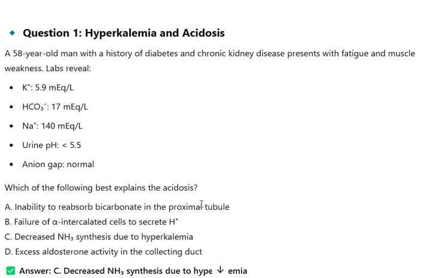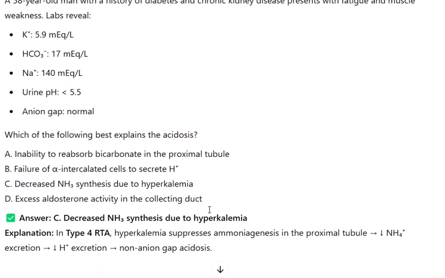A. Inability to reabsorb bicarbonate in the proximal tubule. B. Failure of α-intercalated cells to secrete HCO₃. C. Decreased NH3 synthesis due to hyperkalemia. D. Excess aldosterone activity in the collecting duct. Answer C. Decreased NH3 synthesis due to hyperkalemia.